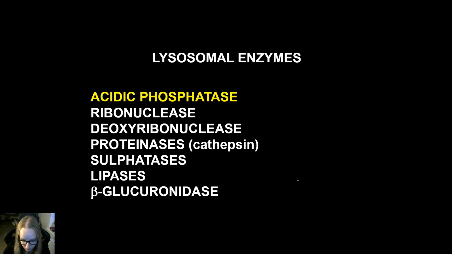Here, the yellow color, acidic phosphatase, is always there, and serves as a proof of lysosomal presence. So really, what does acidic phosphatase do? It cleaves the phosphate from its substrate, and this acidic phosphatase can be very well detected. So that's why we use it as a proof of lysosomal enzymes in the cells.